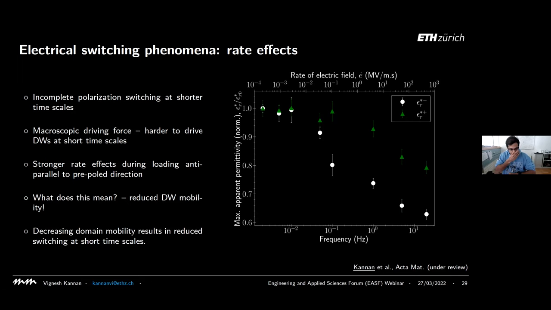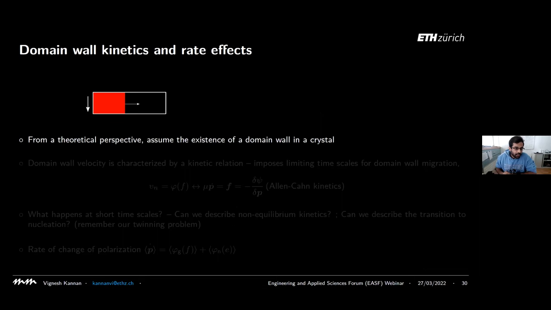So let's go back to our defect kinetics picture, in the context of an electromechanical problem. And I believe I'm running out of time, so I probably have about 3-4 minutes left. So I'm going to quickly finish up the talk. We're coming to the end of the talk anyway. So let's look at this schematic where now the red region is one polarization state and the black region is a different polarization state.